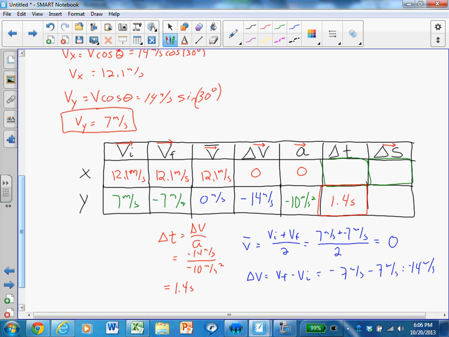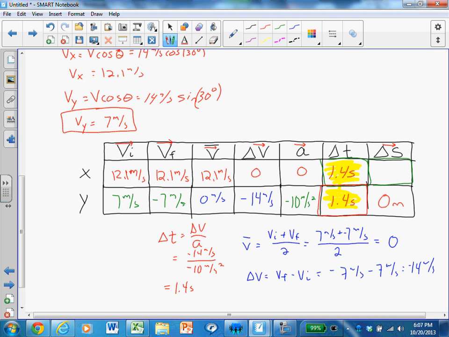The delta s would be v bar times delta t, but v bar is 0, so we have no delta s. That makes sense if we have no change in the y, if we have a symmetric going up and coming down. So this delta t here will also transfer up to the delta t there. And now we can find out how far it goes.